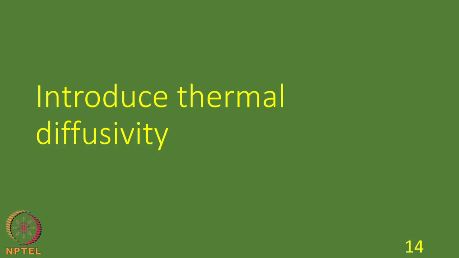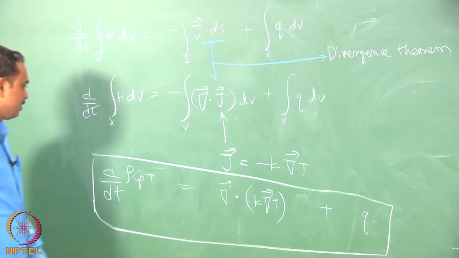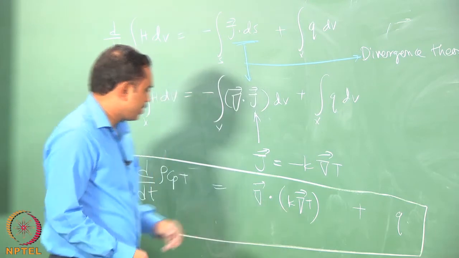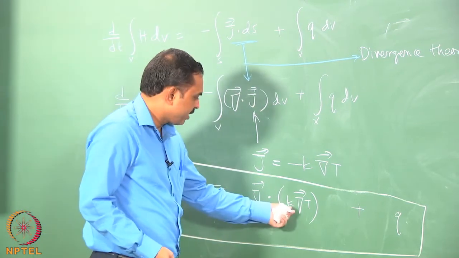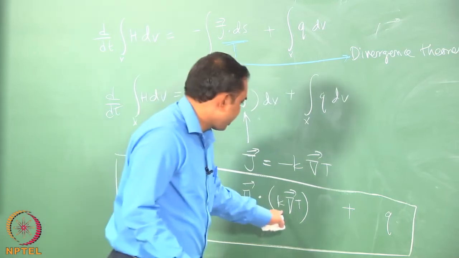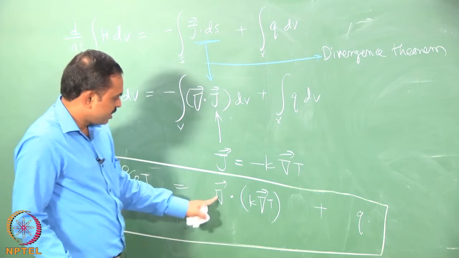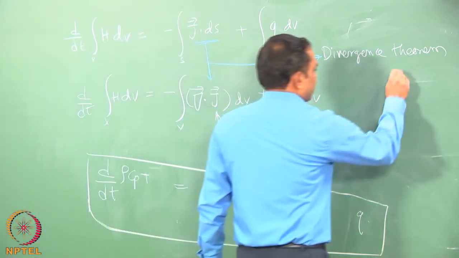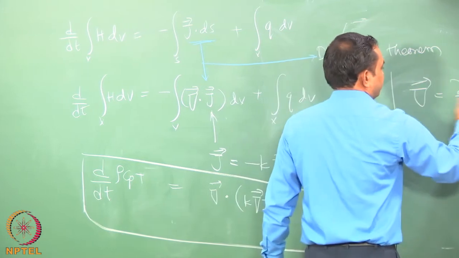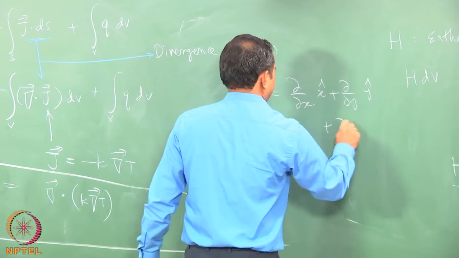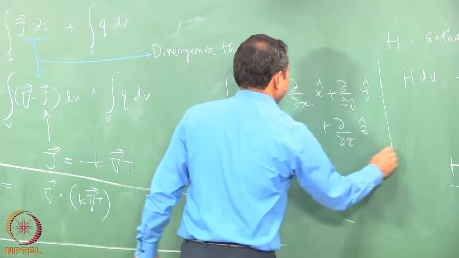Therefore, we can substitute it and look at how the equation is going to look. I would erase H and put rho Cp into T there. We can now take the rho Cp and keep it out, and I will also take k out. Under what circumstances can I take the k out of the divergence? Divergence is nothing but an operator.